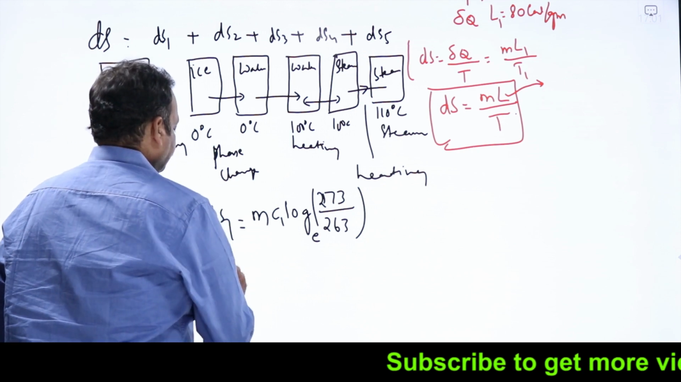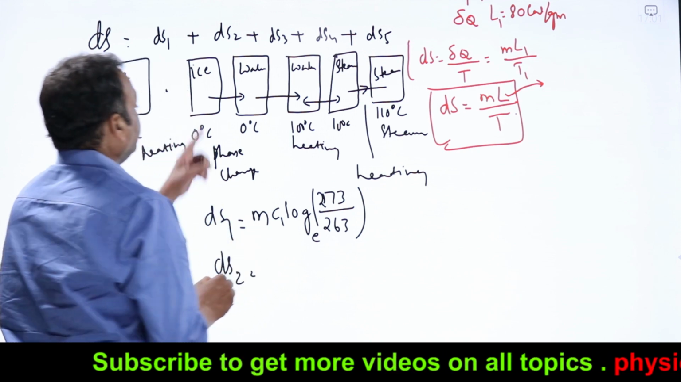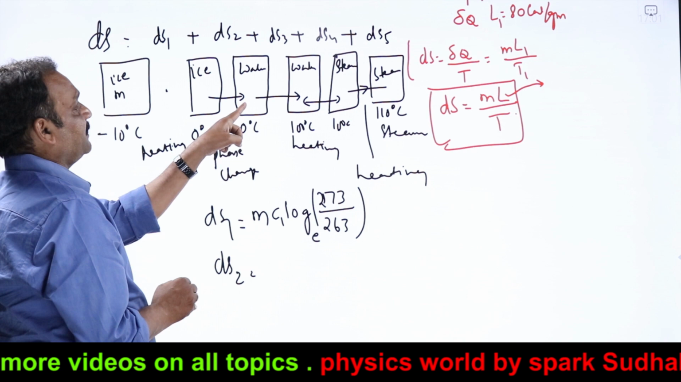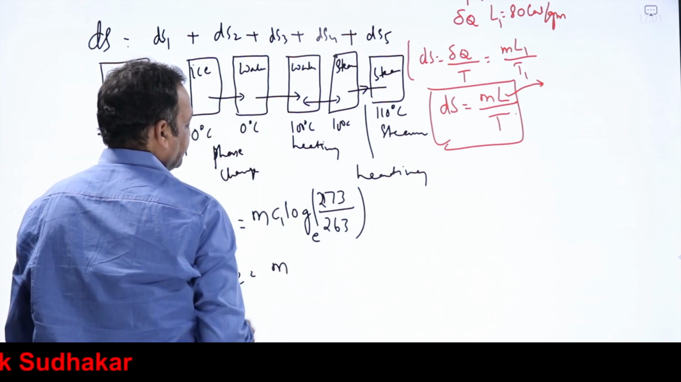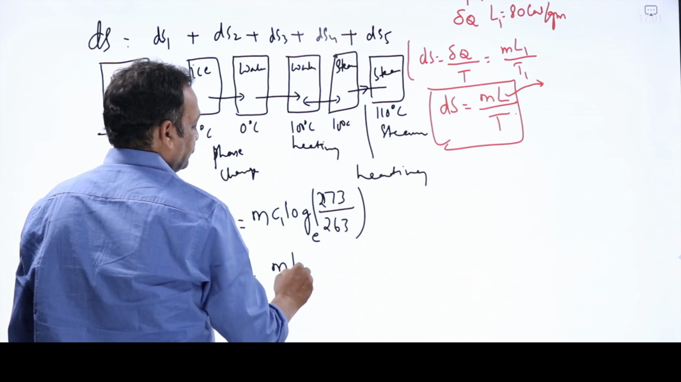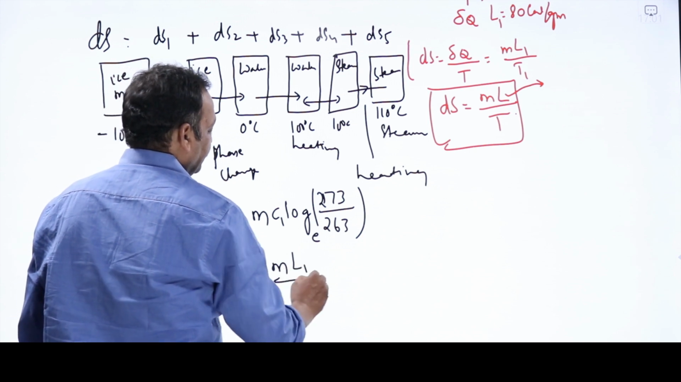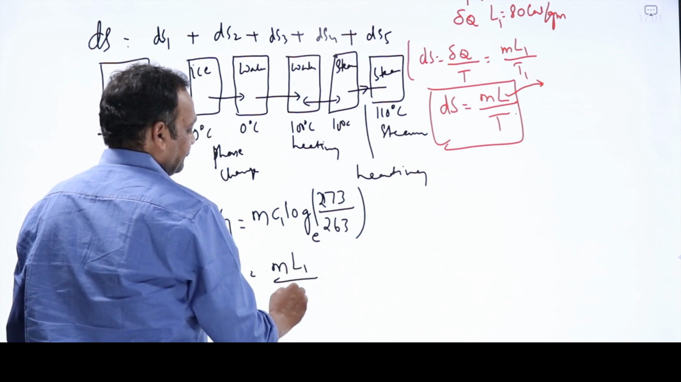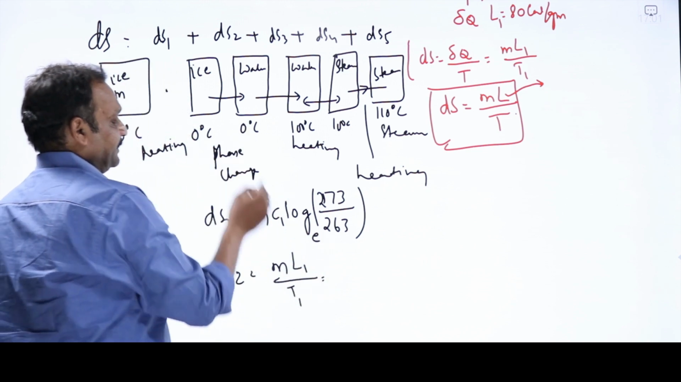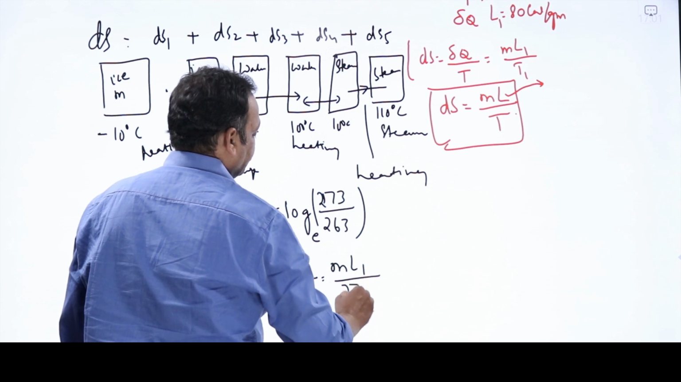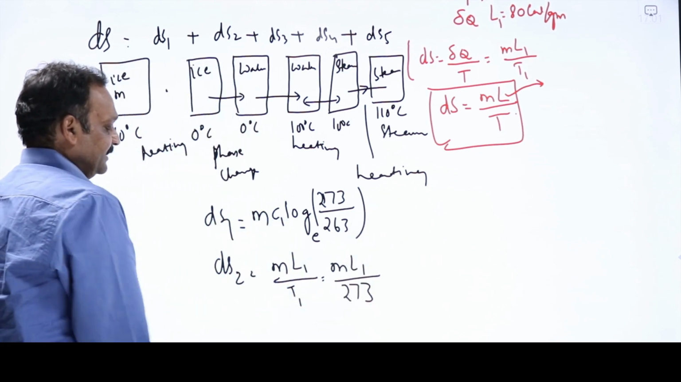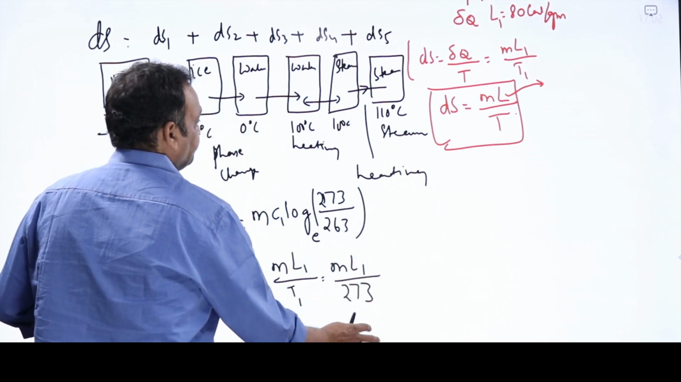Now, what is DS2? Changing ice at 0 degrees Celsius to water at 0 degrees Celsius. It is nothing but a first order phase change. m grams of ice you have taken. Latent heat of fusion, I'll take it as L1. It is occurring at a temperature T1. What is the temperature T1? 0 degrees Celsius, which means 273 Kelvin. So DS2 is m L1 by 273. What is DS3?